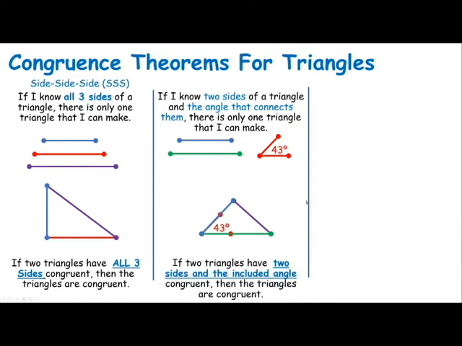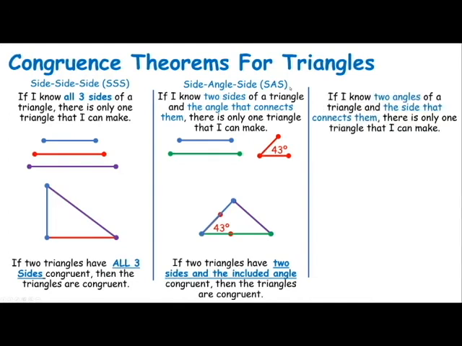Therefore, if I have two triangles and I know how long one side is, and I know how long the second side is, and I know how big the angle that connects them is, the third side is going to be forced to be a specific length. And that's going to force these other two angles to be a certain angle, which means the two triangles must be congruent. That's called the side-angle-side theorem, or sometimes we abbreviate that as SAS.